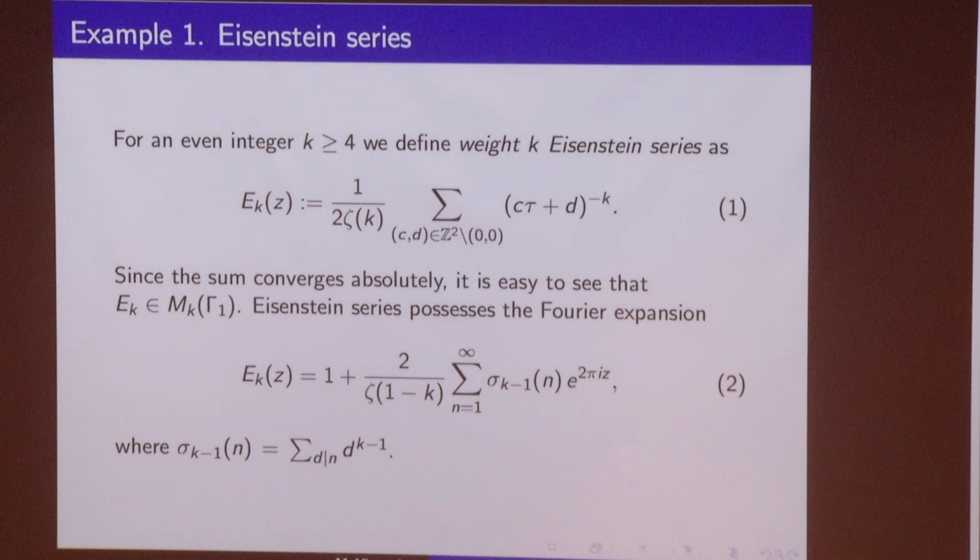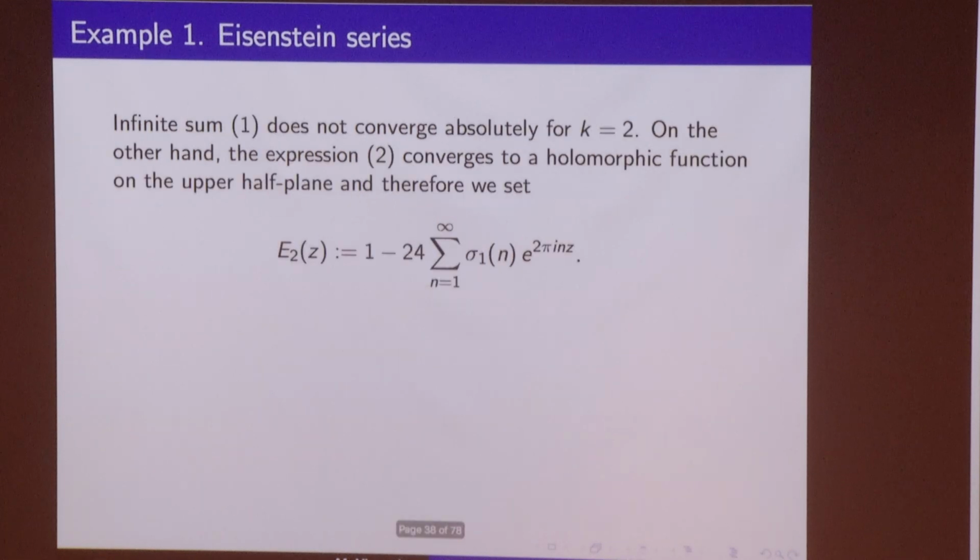And also we can write the Fourier expansion of such a function, and as I promised you, it's easy to compute the Fourier expansion. In this case, they would be quite easy arithmetic functions. Our previous definition would not work for k equals 2 because we don't have absolute convergence. However, the convergence is not that bad, and using certain tricks, for example, prescribing the summation order for our sum, we could still get some holomorphic function in the upper half plane. This function is now denoted by E2.